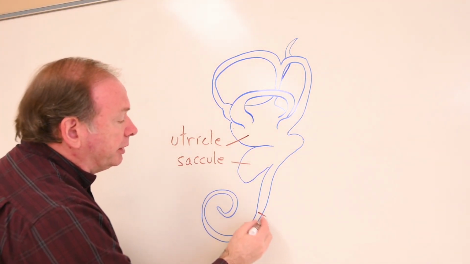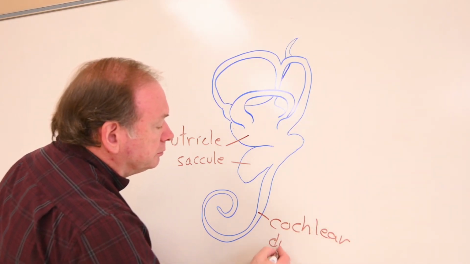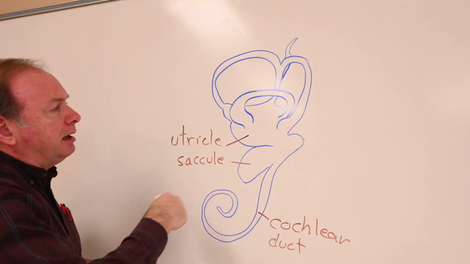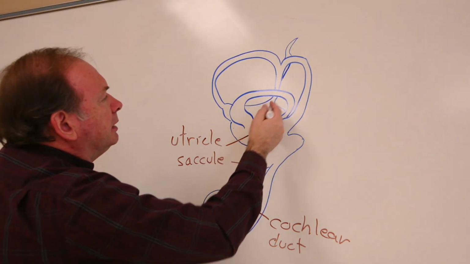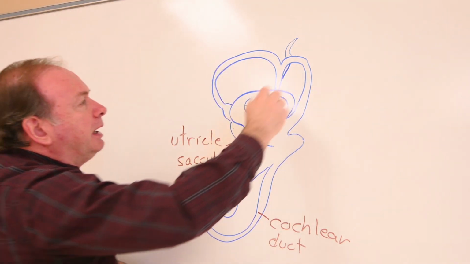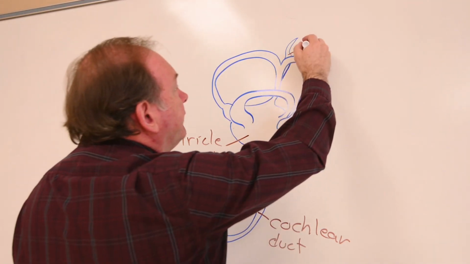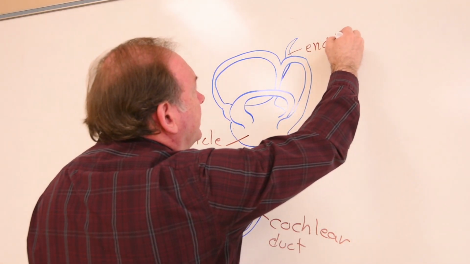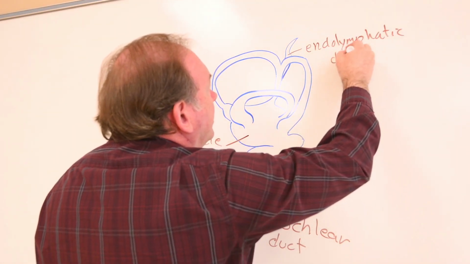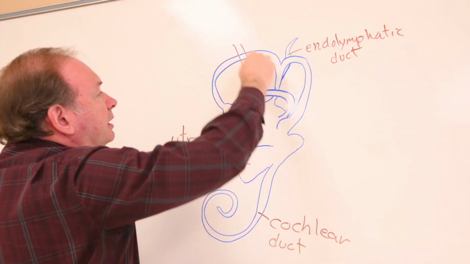We still have our cochlear duct down here. And we have our 3 semicircular canals. This one is considered to be lateral, this one posterior, that one superior. And here there's still a remnant, a little bit of our endolymphatic duct. And then, like I said, our 3 semicircular canals.